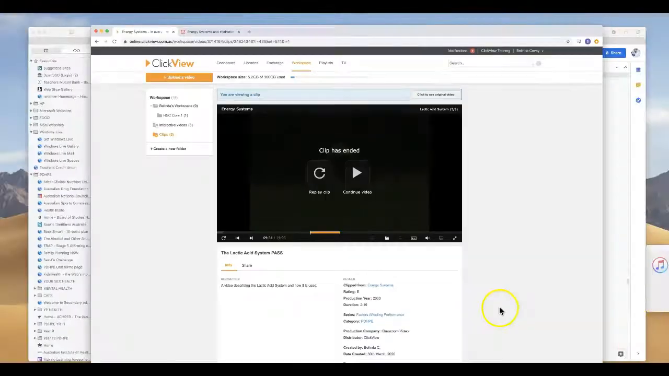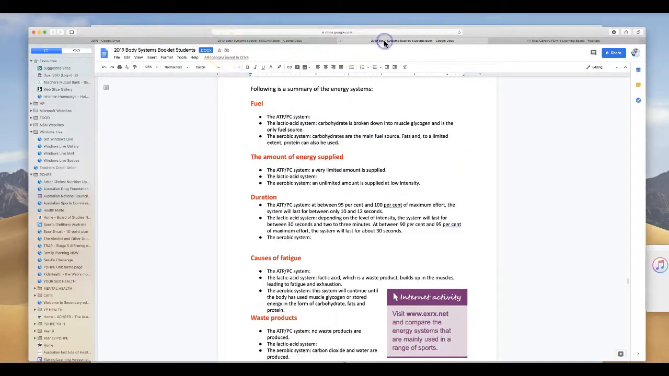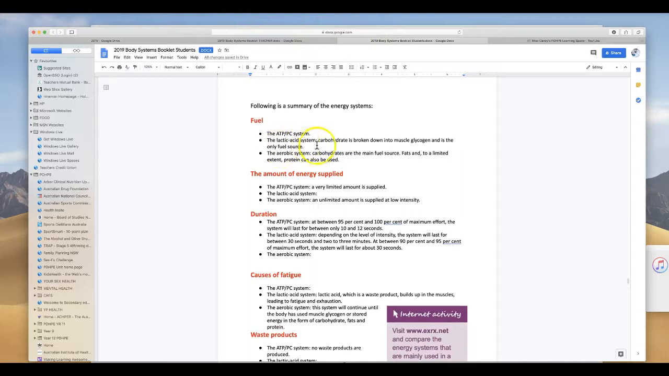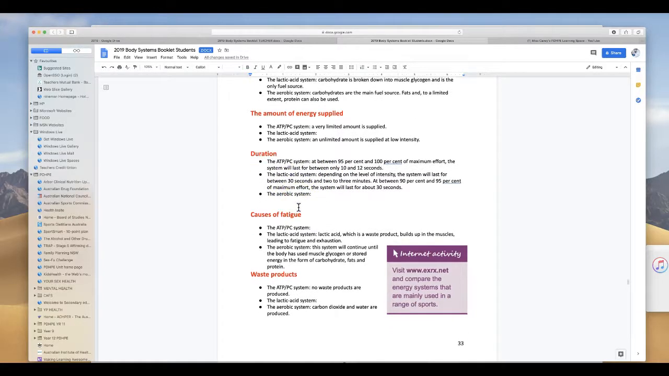Okay, so that was the second energy system, which is the lactic acid system. In your booklet, there should be the same thing. So we're looking at the fuel, which is carbohydrates broken into muscle glycogen and glucose. The amount of energy supplied is still limited. It's definitely not very limited, but it's definitely limited, and it lasts for anywhere between 30 seconds to 2 to 3 minutes.